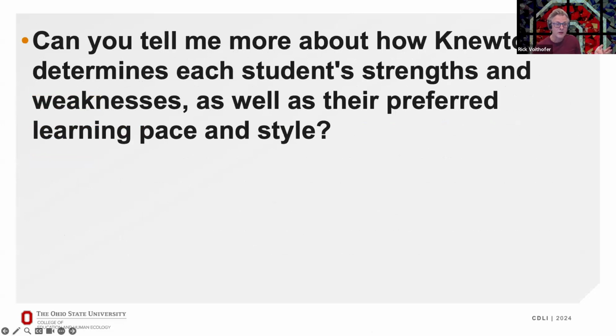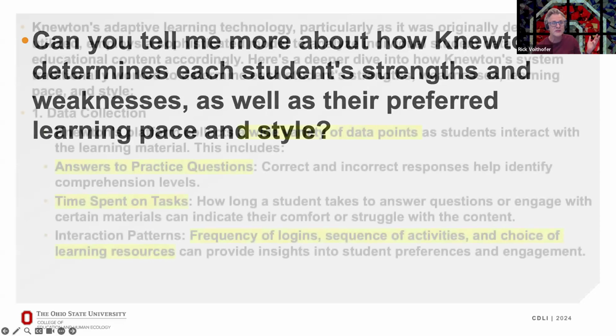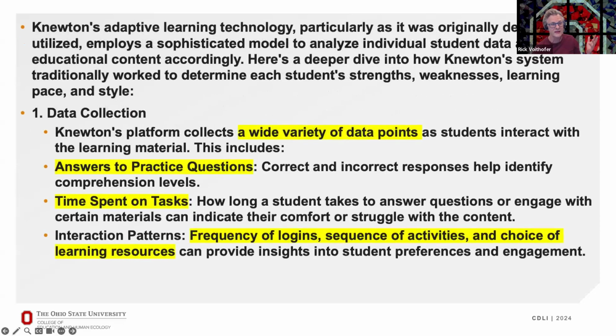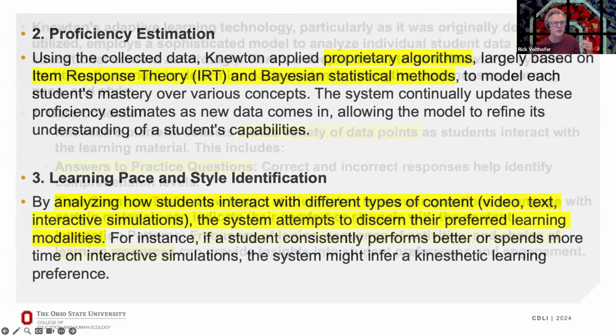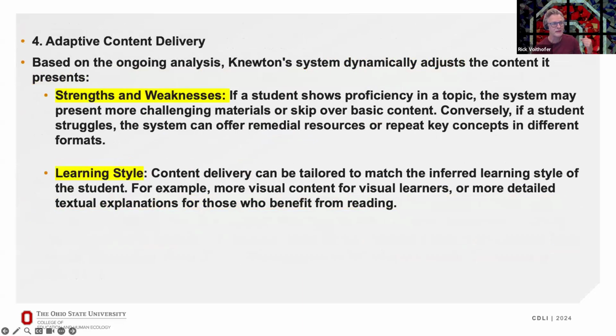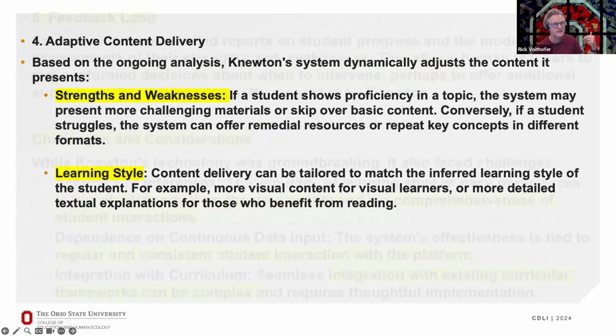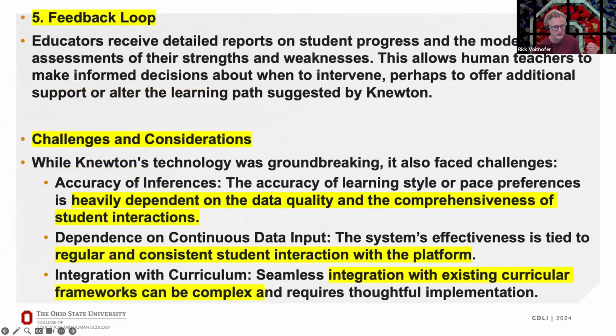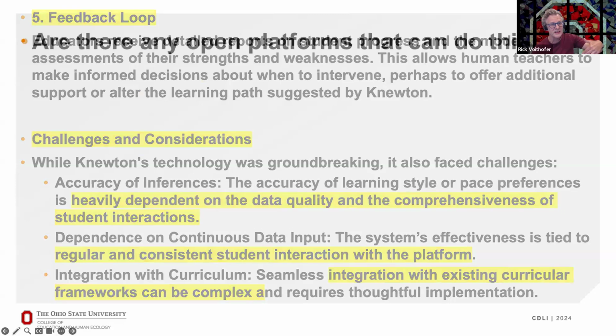And then I wanted to know, how do you determine student strengths and weaknesses as well as their preferred learning? And it went even deeper into how it does that, and even talks about proprietary algorithms, item response theory, Bayesian statistical methods. Typically the answers will cover strengths and weaknesses, and then often these tools will give you a summary of it all, challenges and considerations. So again, if you've asked some of these questions, you can look through my presentation and see the answers.